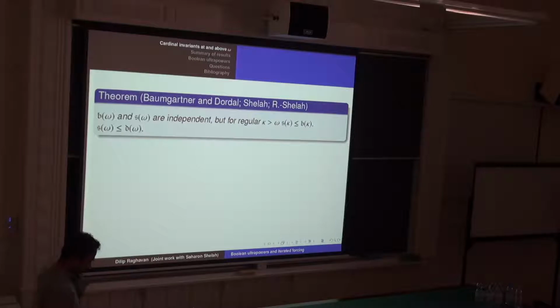All right, so let's now move on to B and S, the connection between B and S. B omega and S omega are independent of each other. But if you look at uncountable regular cardinals, you actually get they're not independent anymore. So there are 3 attributions here because there are 3 different claims. One is that consistently B omega is less than S omega, and that was done by Shelah. And then there is consistently S omega is less than B omega. I believe that's due to Baumgartner and Dordal. I'm not completely sure, but I think that was done by them. And this fact for regular uncountable kappa is from an earlier paper of myself and Saharon. This is like folklore, S omega being less than or equal to D omega.